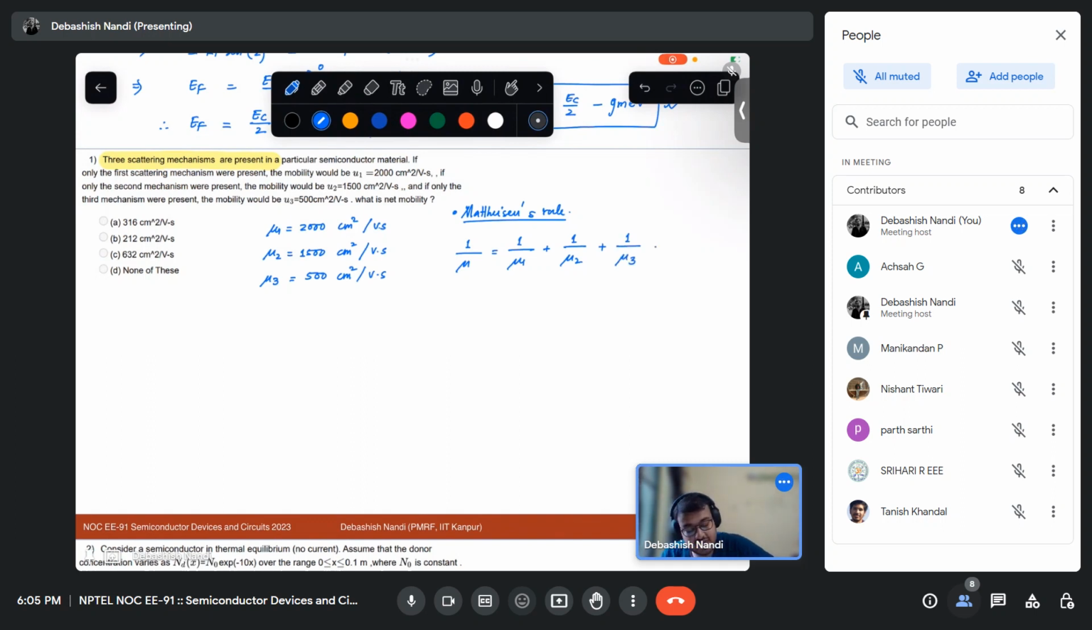So this is Matthiessen's rule. Similarly, if other types of scattering are present, it will just go on like this. So you simply plug in your values in this formula: 1 over 2000 plus 1 over 1500 plus 1 over 500, and you will get your mu to be around 315.7 centimeter square per volt second. So this would be your answer A.